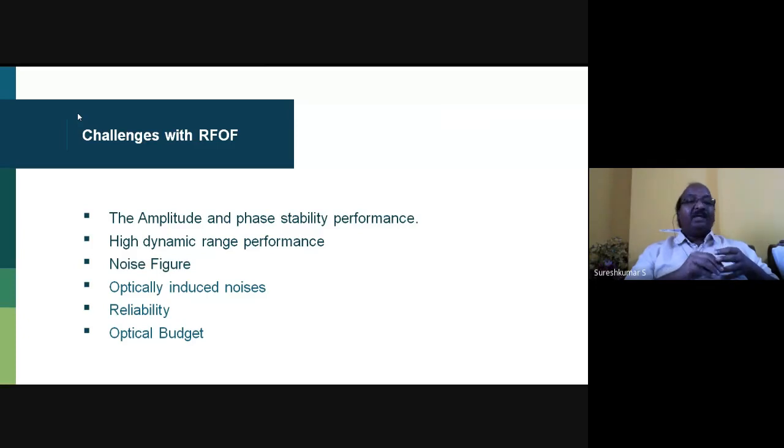Then optical induced reflections in the fiber. It could be a reflection in the link due to a connector or in the fiber itself, which could be due to Rayleigh backscattering happening along the fiber cable between the transmitters and receivers. Then the reliability of the link and optical budget, how far and with what margin you can provide the fiber optic link is also important in an RF over fiber link design.